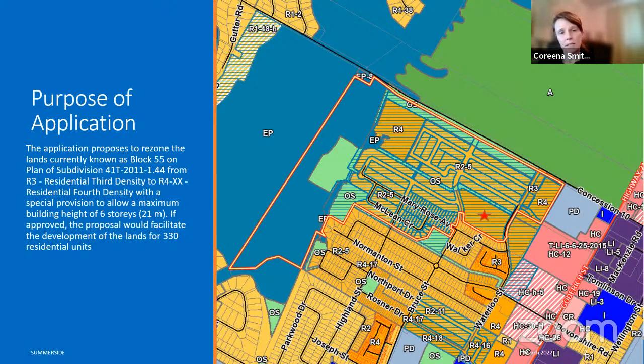The applicant has indicated that they would meet all the zoning provisions as it relates to the R4 zone. So for example, they'd meet all the setback requirements, the density requirements, as well as the landscaping provisions, as an example. But they are looking to increase the height from approximately 4 stories to 6 stories, or in this case, 21 meters in height.